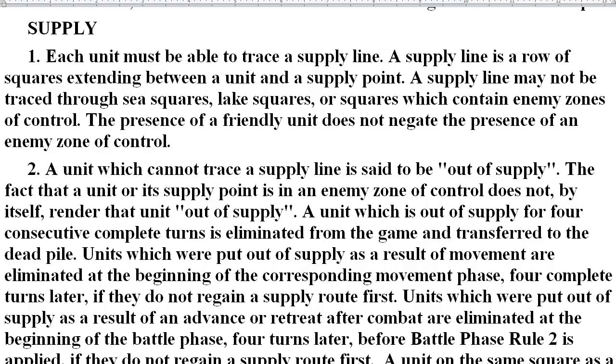A supply line must be traced from each unit to a supply point. The supply line is a line of squares not including the unit and not including the replacement city, or supply point I should call it. Supply lines can't go through sea squares, lake squares, or enemy zones of control. A friendly unit does not negate an enemy zone of control for supply purposes.